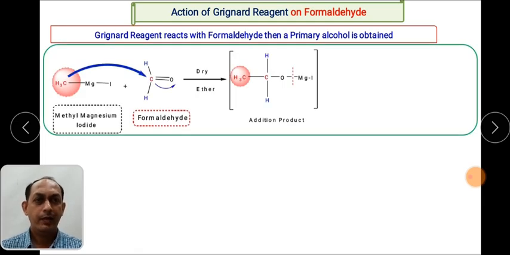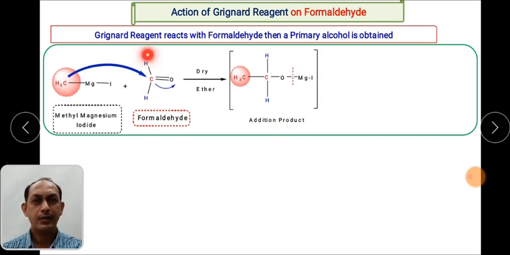Let us see first. We will take formaldehyde and let us take any one of the Grignard reagents, just like methyl magnesium iodide. So what will happen? This carbon, as it is carrying a slight negative charge, is the nucleophilic one. So it will attack the electron deficient carbon. So there is a bond formation between this carbon and the carbonyl carbon. Here you will observe OMgI. So MgI from the Grignard reagent gets added to oxygen, and here you will get the addition product.